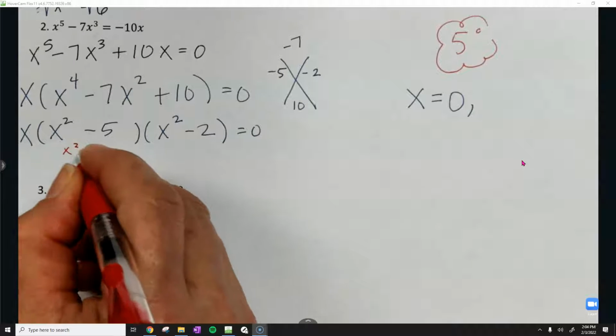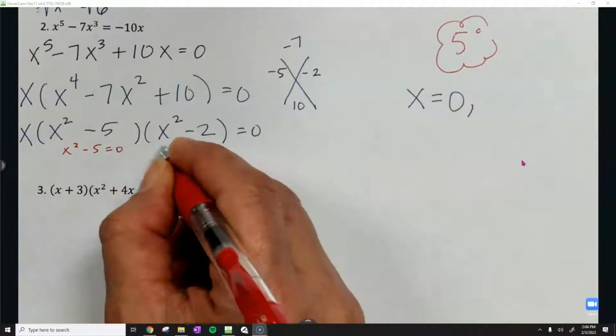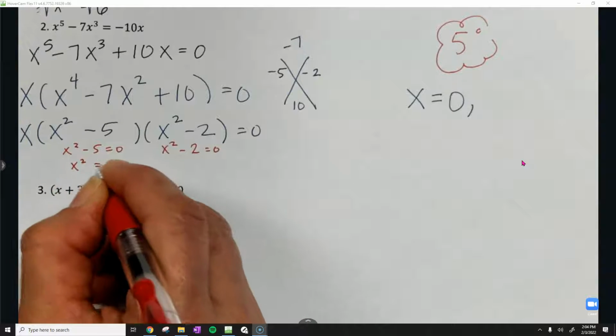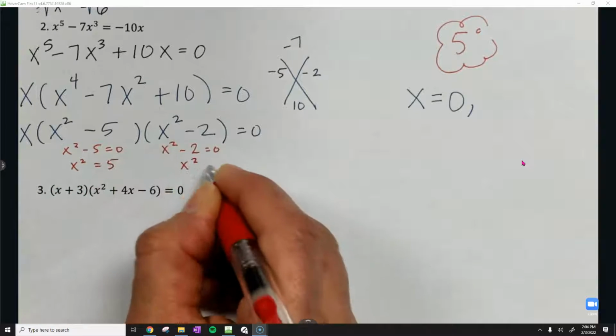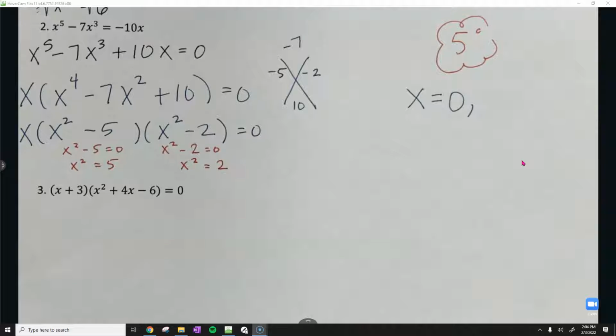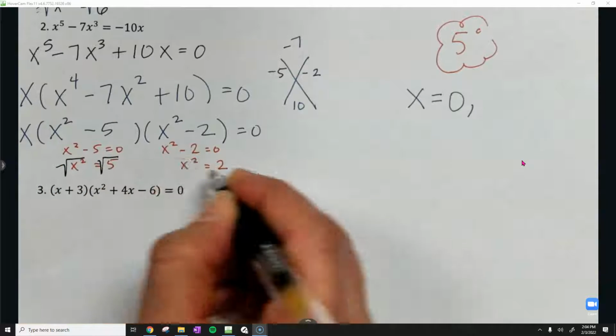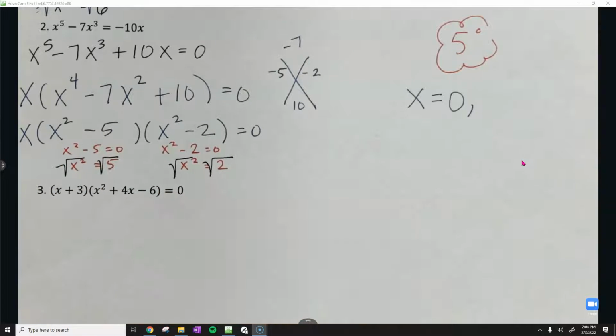So this is x squared minus 5 equals 0. X squared minus 2 equals 0. Move the 5 over. Move the 2 over. And then remember, I can only square root when there's a single term on both sides. And there is. Square root, square root, square root, square root. Remember, when you draw the square root symbol, you also have to draw the plus minus.